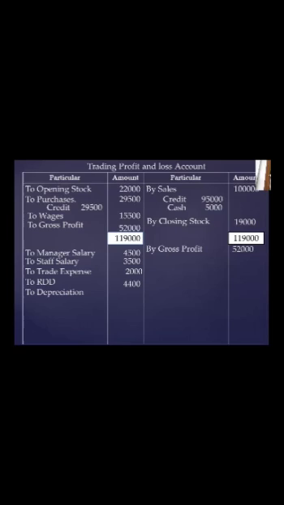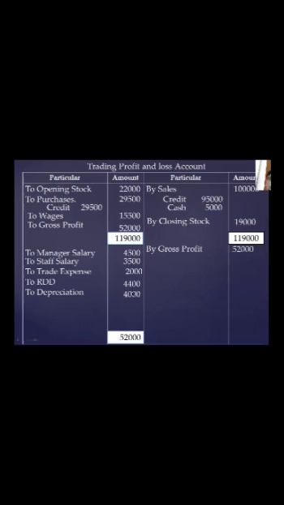Then depreciation on plant and machinery. They asked for 20% on machinery. Machinery is 20,000, and 20% of 20,000 is 4,000. Okay, depreciation. And the next adjustment is very important: the manager commission. Manager commission is 5% on the net profit after charging that commission.